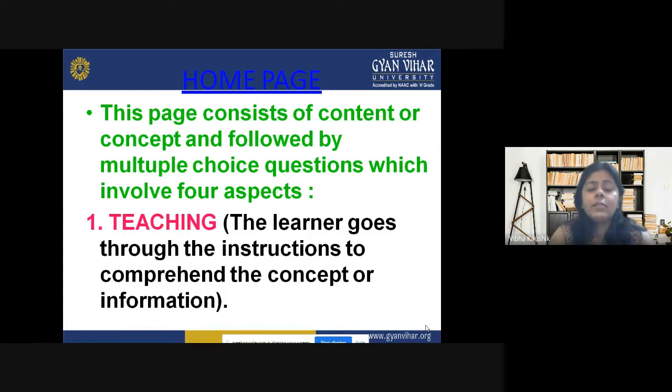The first one is the teaching, and in that the learner goes through the instructions which have been given to the learner to comprehend, which means the learner will understand the concept or the information related to the concept or the content.